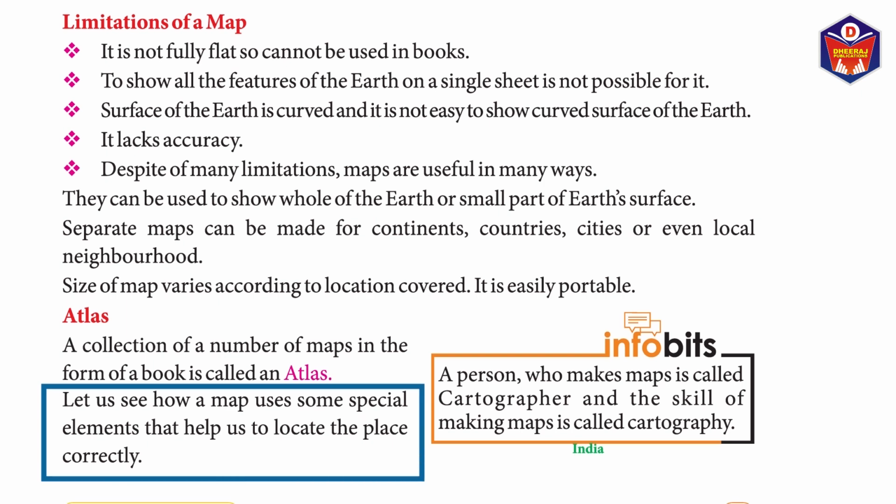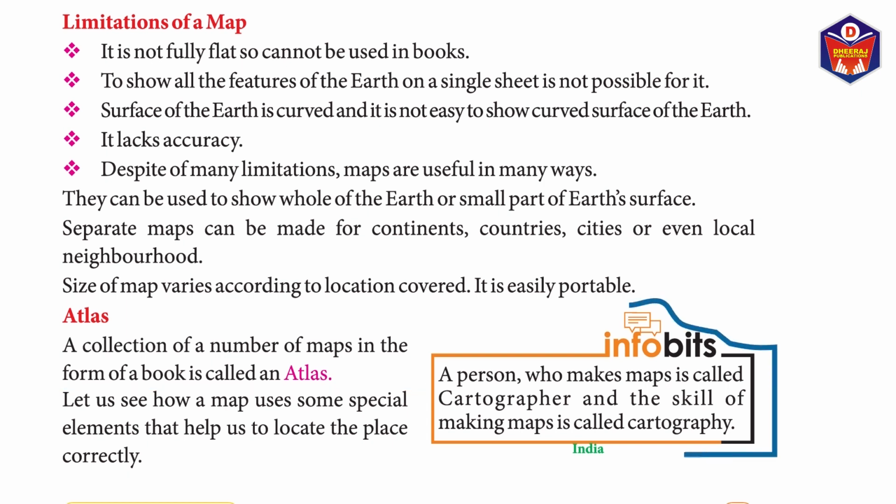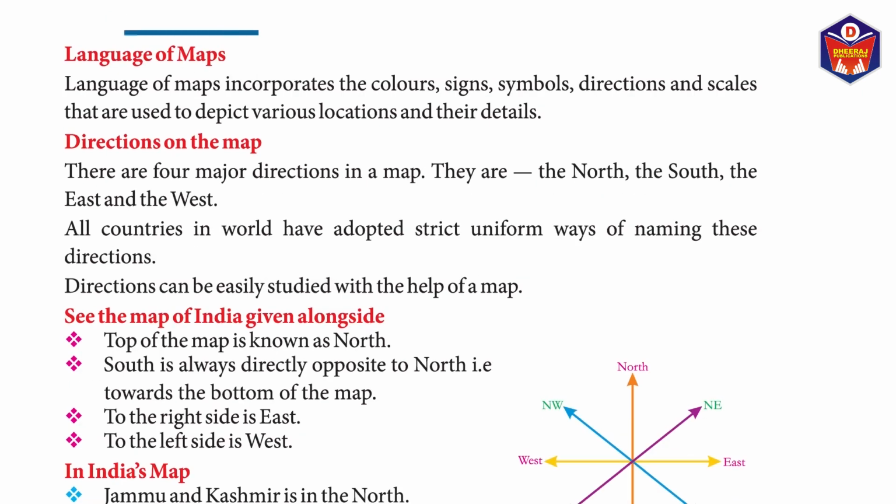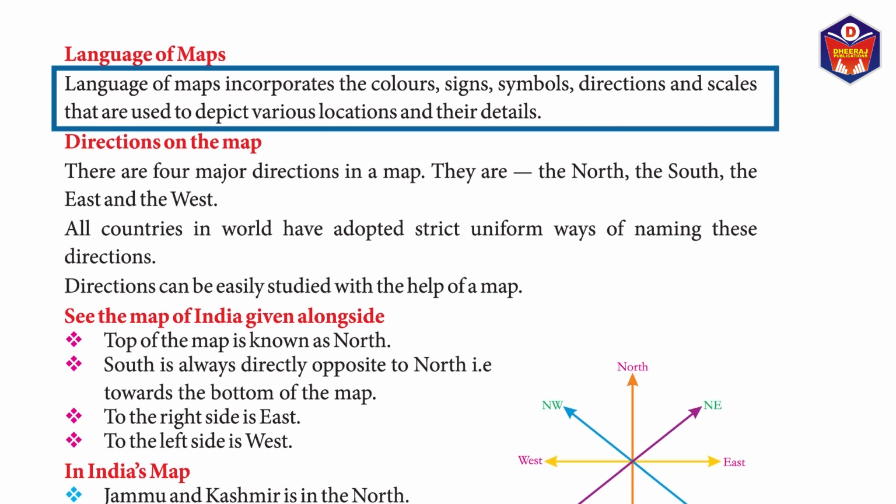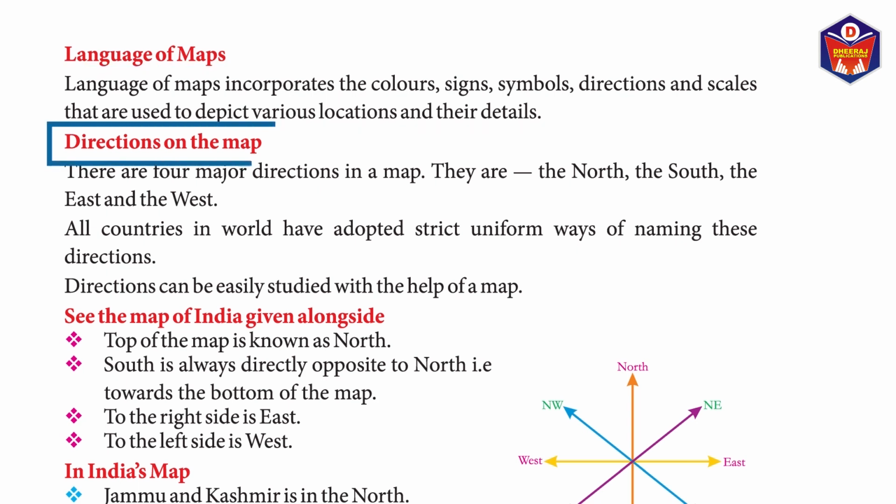Let us see how a map uses some special elements that help us to locate a place correctly. Info bits. A person who makes maps is called a cartographer, and the skill of making maps is called cartography. Language of maps. The language of maps incorporates the colors, signs, symbols, directions, and scales that are used to depict various locations and their details. Directions on the map.